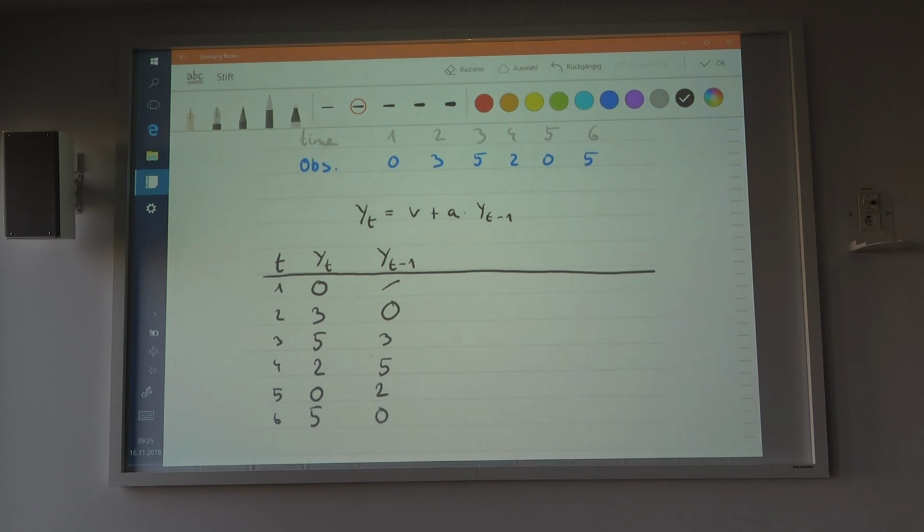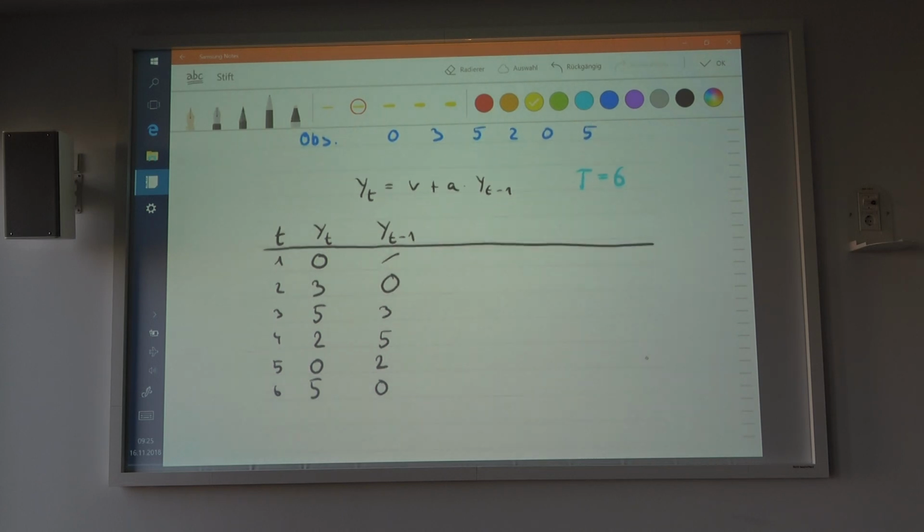So you have to be careful. Because here in particular, you have 6 observations of the time series, so capital T is equal to 6. But how many observations do we have regarding the pairs? You have just 5 observations. So you have to be careful, because you just have 5 observation pairs, if you want to be precise.